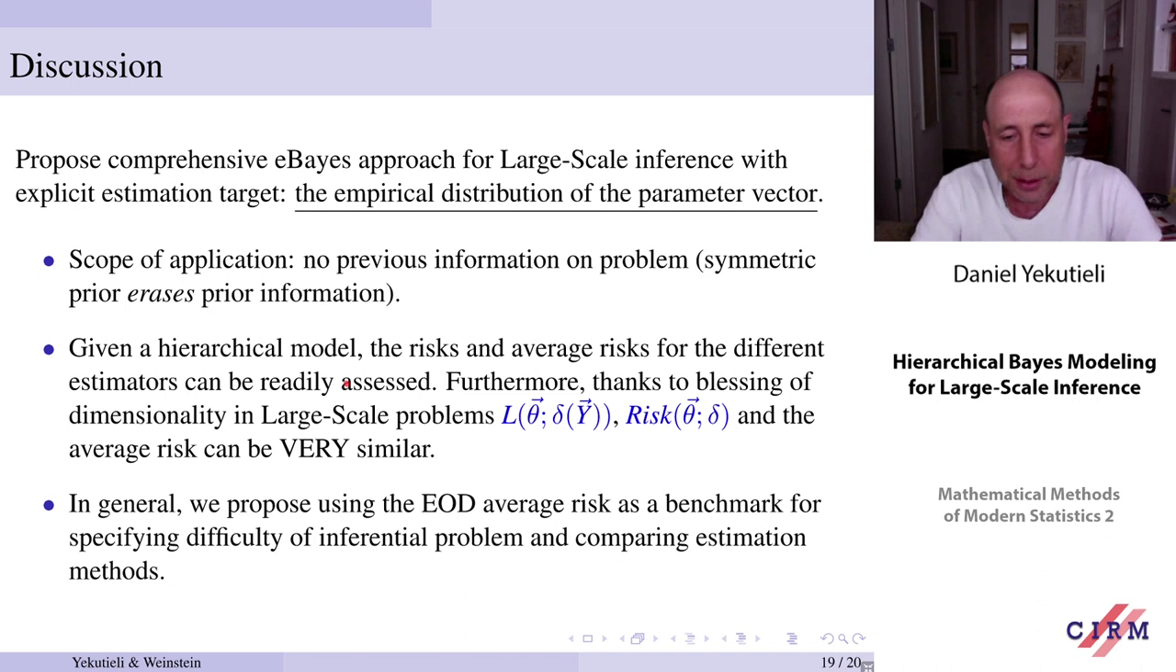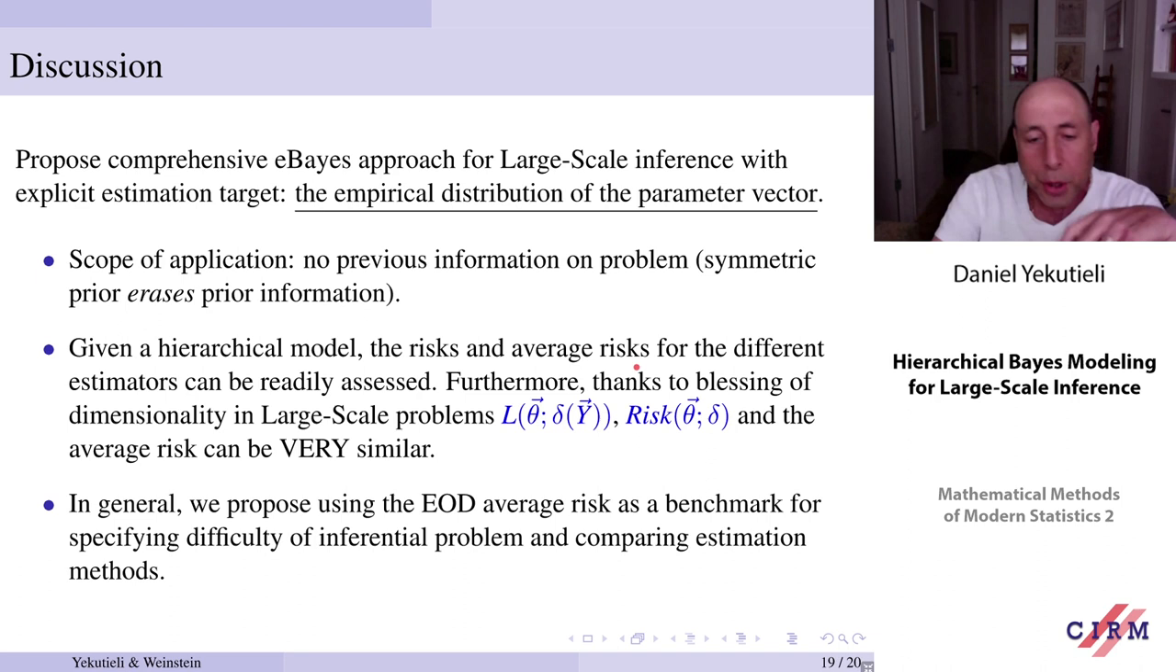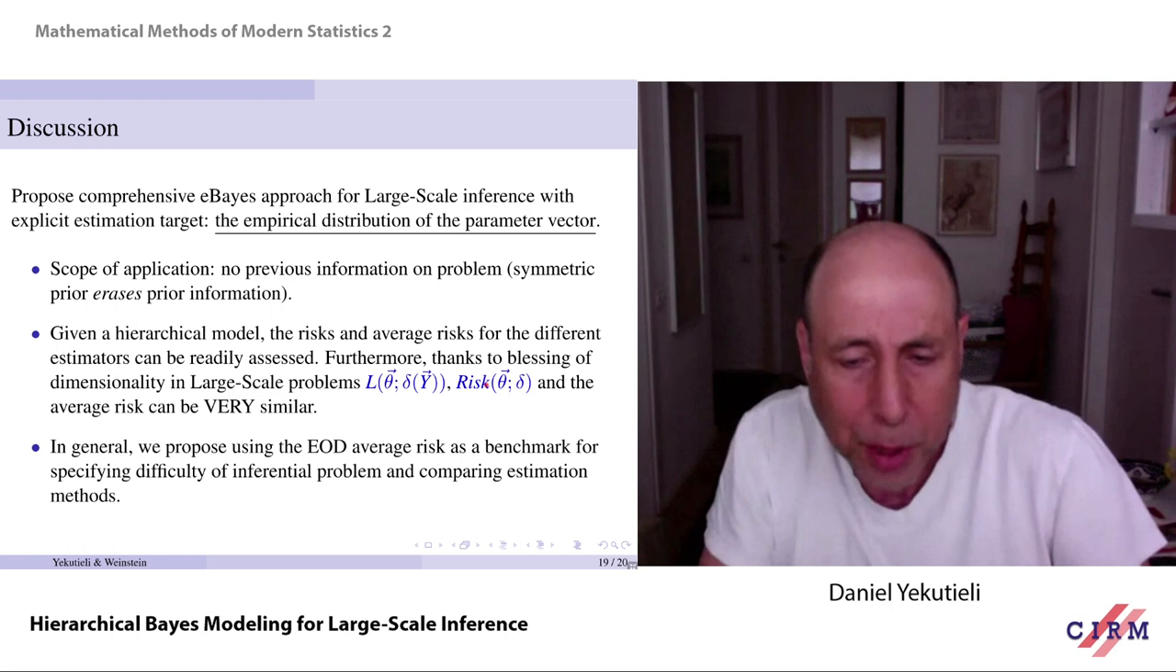Furthermore, thanks to this blessing of dimensionality in these large-scale problems, the basic thing we look at is the loss. Our machine gives us this loss that is usually hidden. The loss for a particular realization, which is what I've shown here, is similar to the risk, because all these risks are something that our machine explicitly gives us. So once we run our machine, we get a very good notion of how difficult the problem is, because we are able to see the average risks.